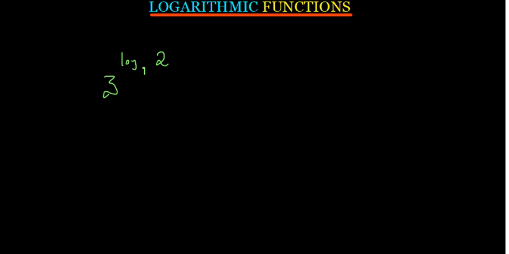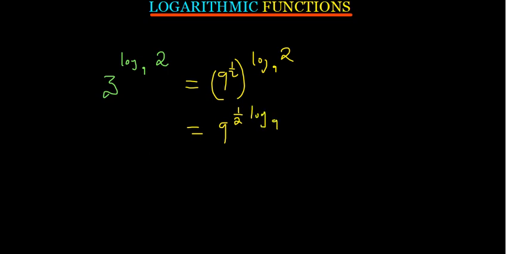First thing first, we need to make sure that this base and this base are the same. And how do you do that? We know that 3 is the same as 9 to the power 1 over 2, right? From our exponential function. And this is raised to the power log 9, 2. And this we can also write as 9. We know from our exponential functions we can remove the bracket. So this is going to be 1 over 2 log in base 9 of 2.